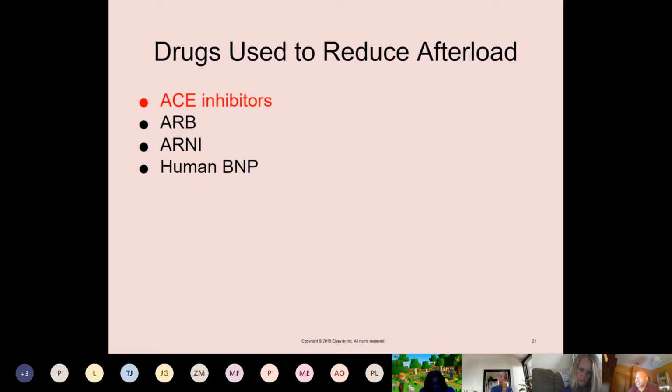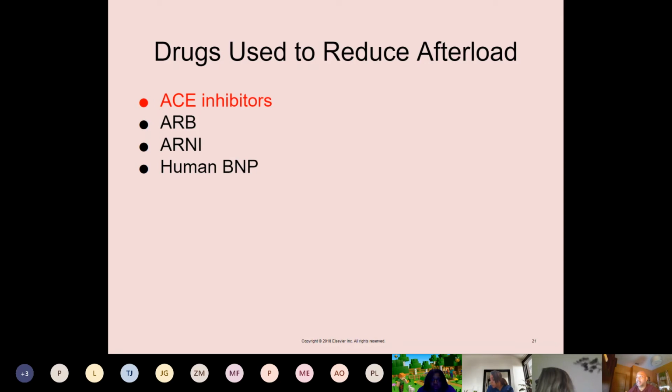Now ARBs is the next one. Your ARBs is basically a combination with ACE inhibitors. When we think about the renin-angiotensin-aldosterone system, these drugs impede those steps. The ARBs impede the aldosterone system. When the aldosterone system kicks in, this is when patients retain sodium and water. So ARBs will prevent that particular step in the process.